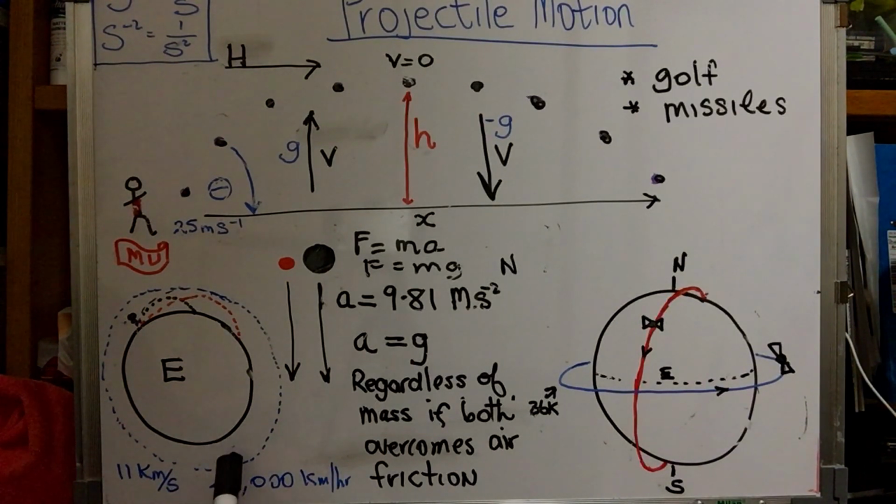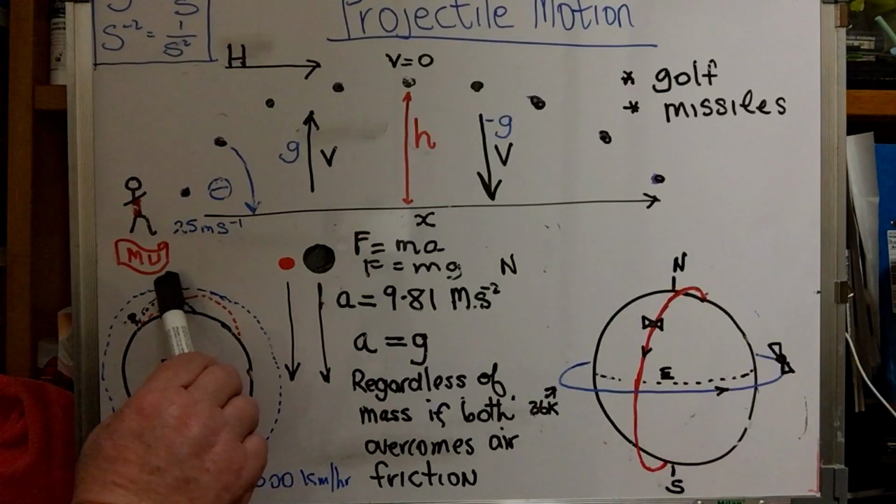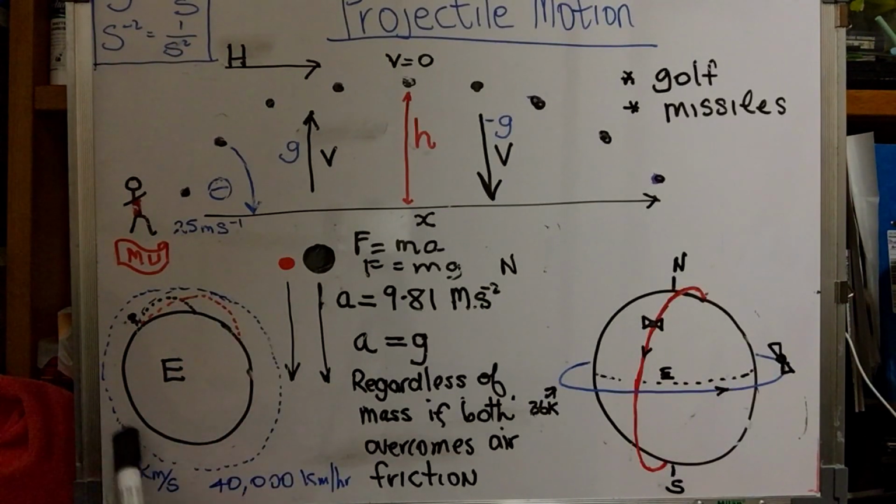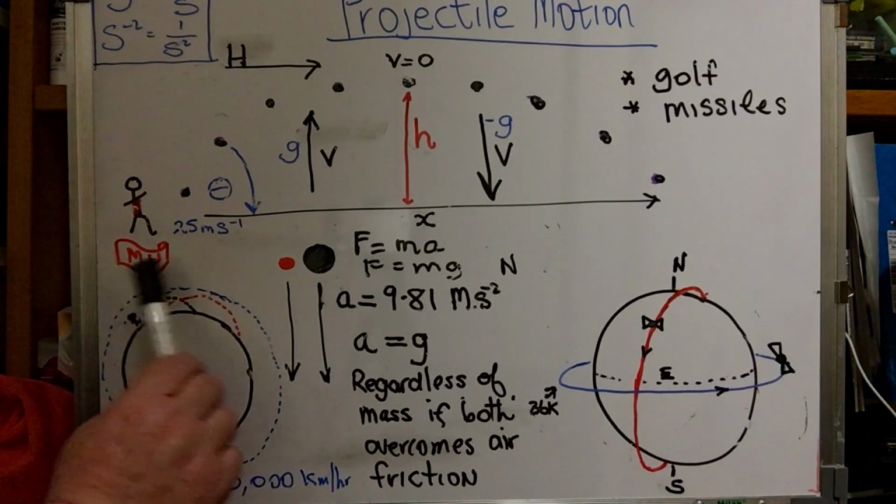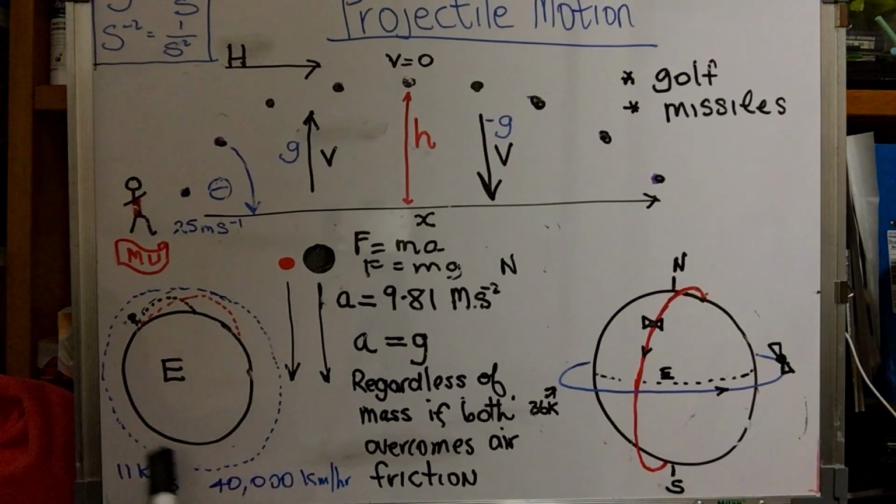So the satellite, once it gets up there, or the rocket, once it gets up there, there's nothing there to stop it. There's no friction to worry about. So this will just keep moving in perpetuity in that orbit.